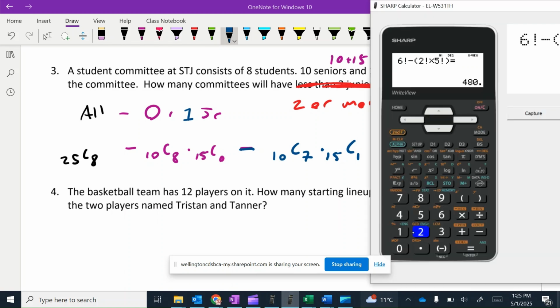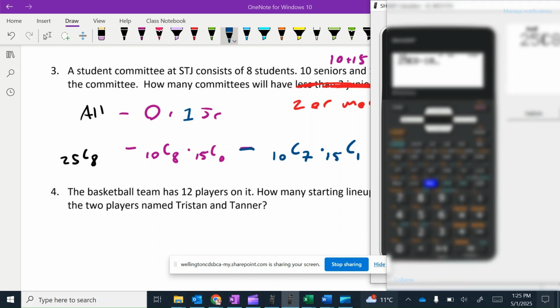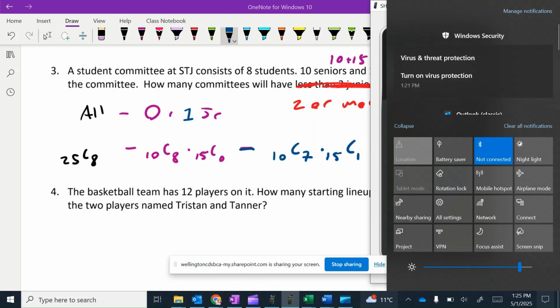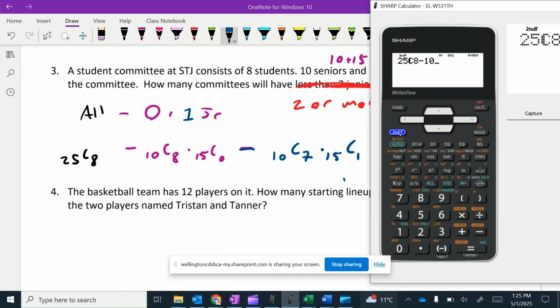And then I can plug it in my calculator. 25C8 minus 10C8 times 15C0, minus the second one, which is 10C7 times 15C1. So we're left with about 1 million answers for different committees.